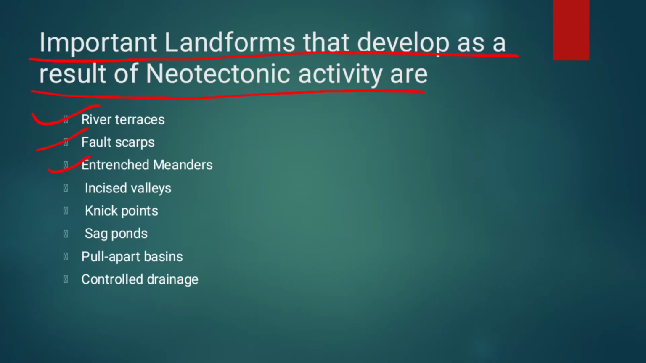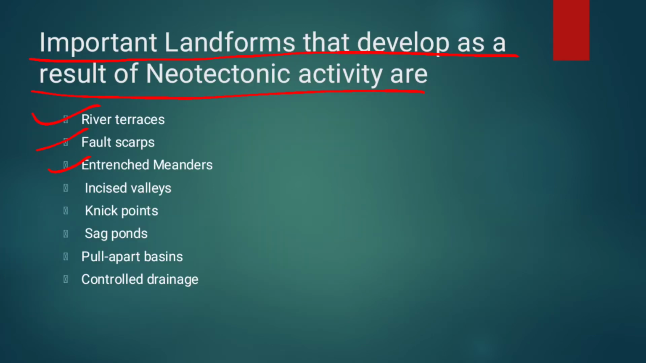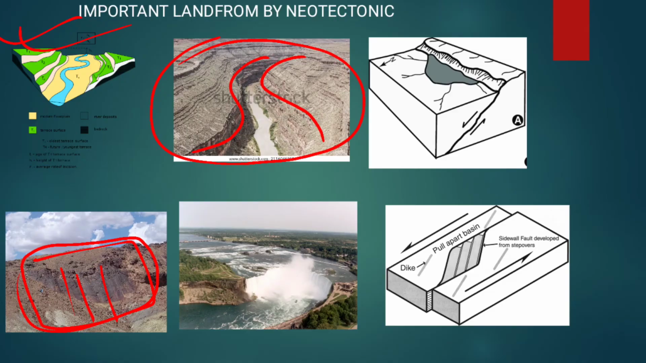Entrenched meander, it's a meander. This is an entrenched meander with a cut bank. It's a geomorphic feature formed because of meandering when the river is in youth stage. Then you have the incised valley. These are incised valleys.